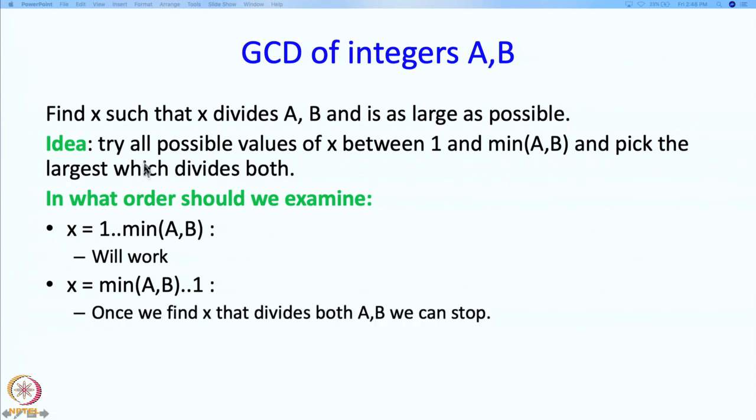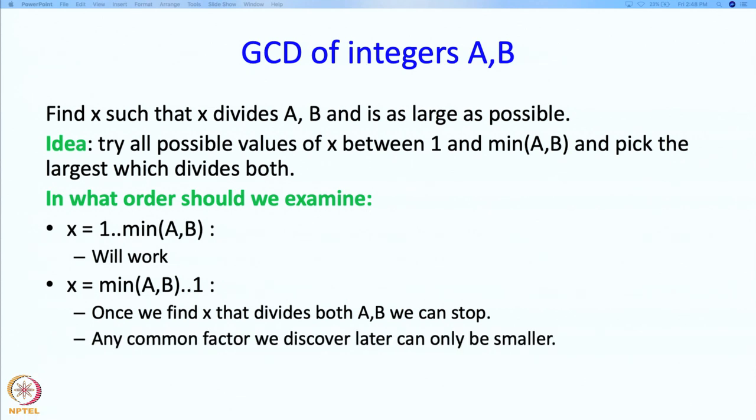So as we go down this list, once we find an x that divides both a and b, we can stop. So indeed we should consider these numbers in this order. Any common factor that we discover later can only be smaller than common factors which we have discovered earlier. Therefore we go in this order and stop as soon as we find an x which is a common factor of both a and b. So now the program is immediate.